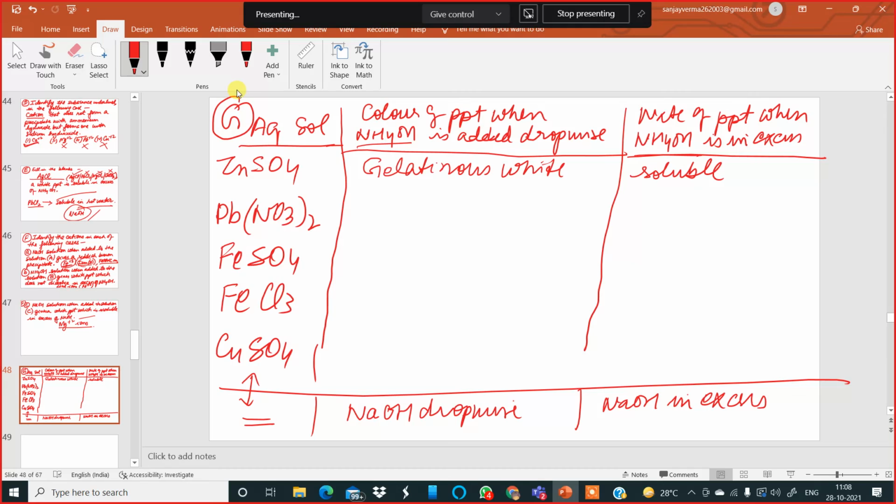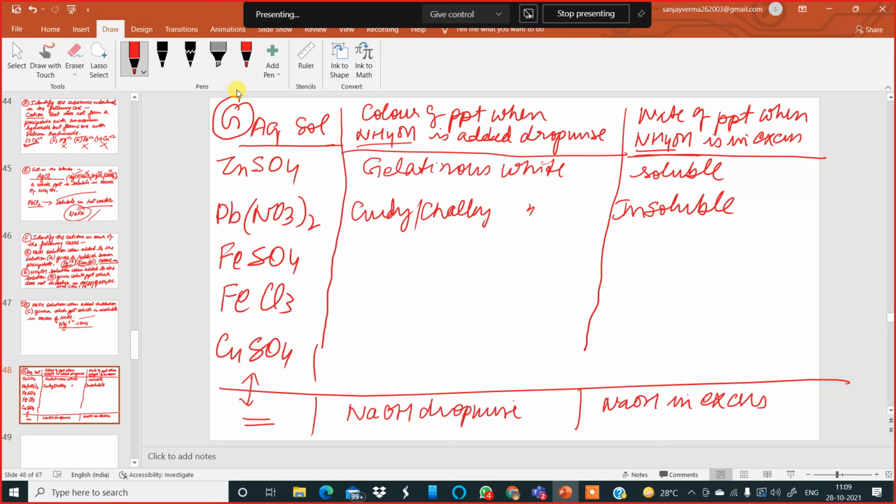Lead nitrate. What about lead nitrate now? What is the color of the precipitate? Chalky white, or pearly white. Both are correct. White. And then is it soluble or insoluble in excess? It is insoluble in excess ammonium hydroxide.